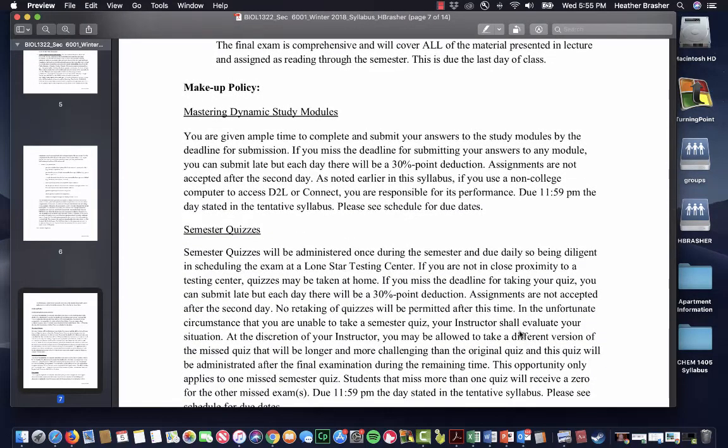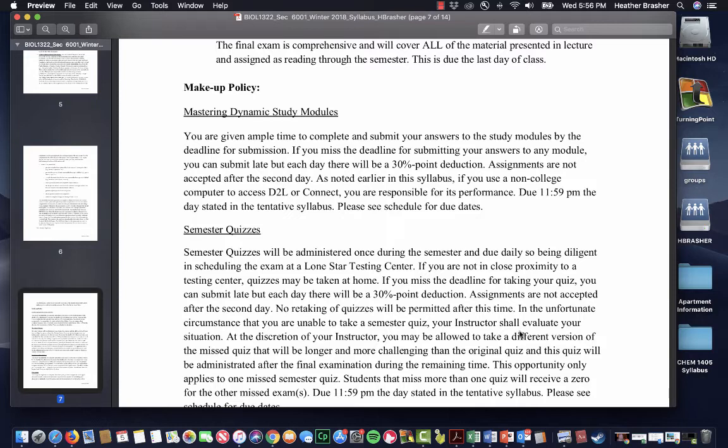Now, makeup policies. There's really no makeup policies. What I have here is that you need to submit for full credit the day that it's due on the tentative syllabus. If you miss that deadline, and if you've taken me for other classes, you will realize that I generally do not give late work or late chances at all. I'm very big on keeping scheduled due dates.